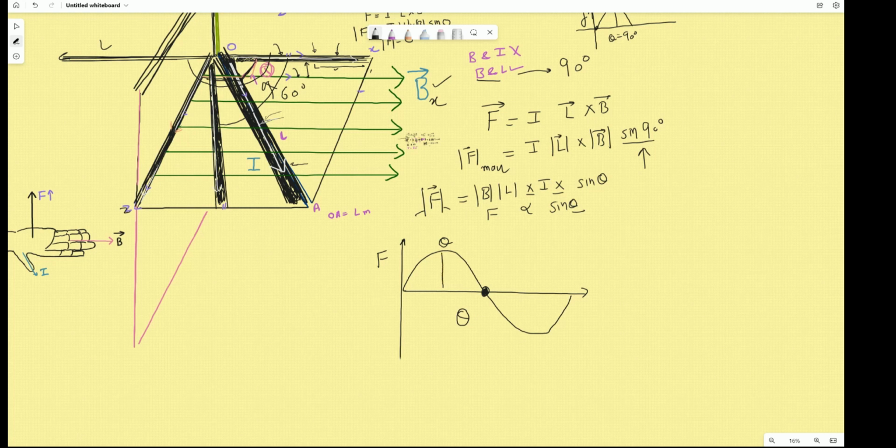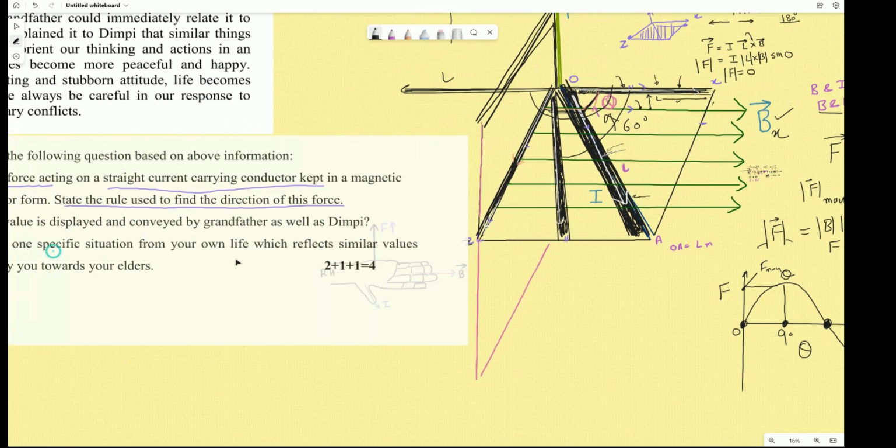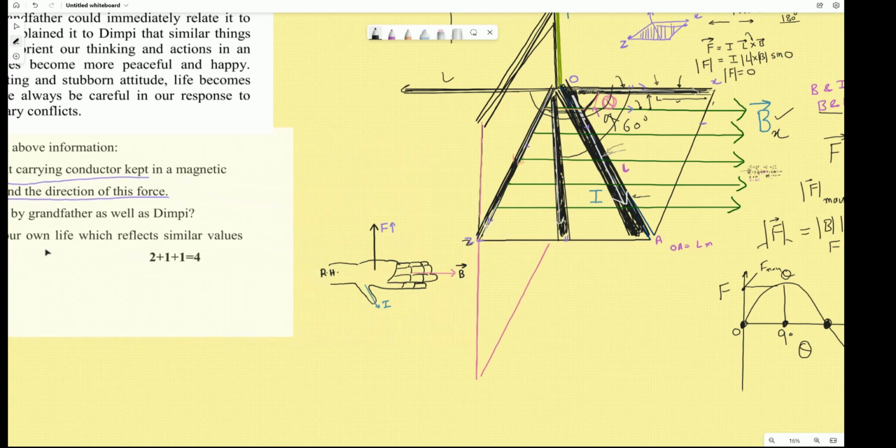This is the 90-degree which Dimpi saw. Dimpi also saw parallel situation, which was the 0-degree. No force, 0-degree. 90-degree angle between B and L, highest force. So the F max. Dimpi saw the F max here, right? So this is your F max. All right. Second part of the question was, what rule has been used? Okay, let's go to the state the rule used to find the direction of this force.